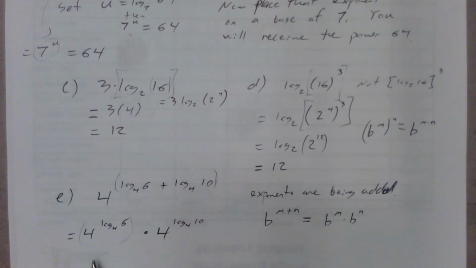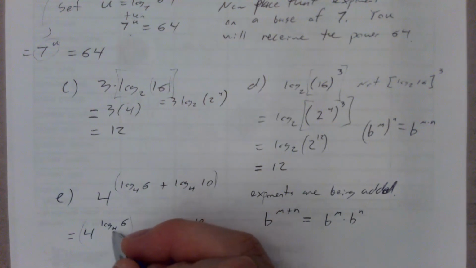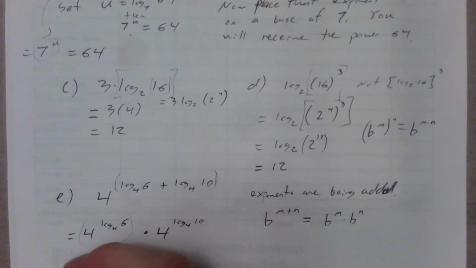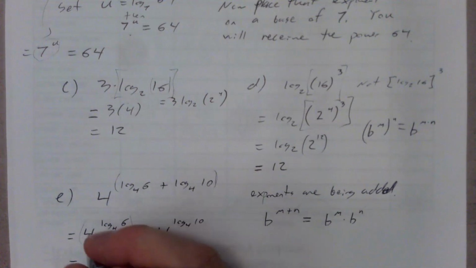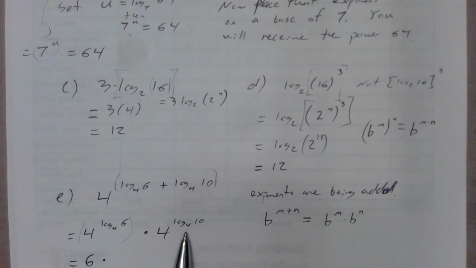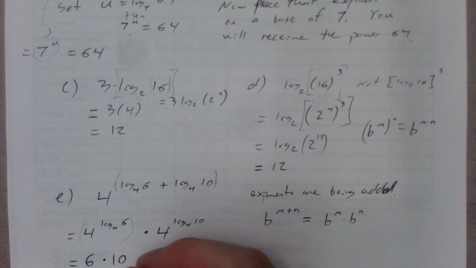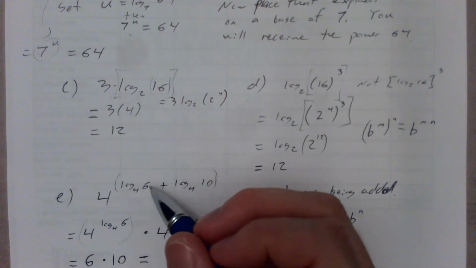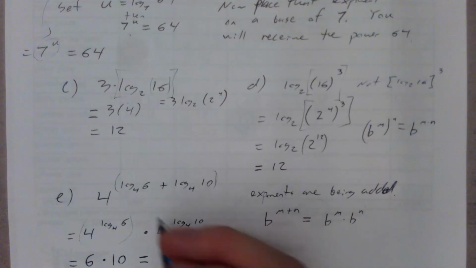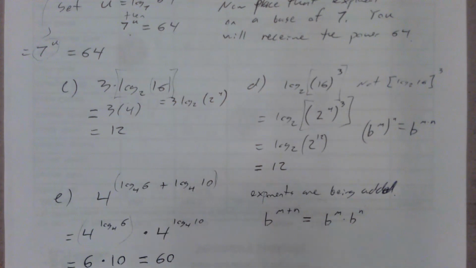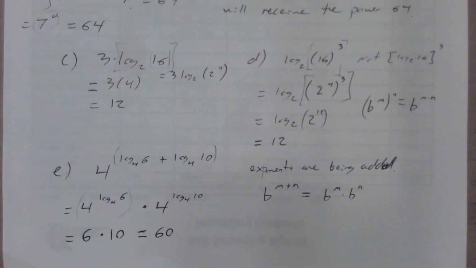Probably because I know what 4 to the exponent log base 4 of 6 is. And I know what 4 to the exponent log base 4 of 10 is. I don't know what exponent I put on 4 to get the power 6, but I know that when I put that exponent on a base of 4, I will receive the power 6. I don't know what exponent I place on a base of 4 to receive the power 10, but I know when I take that exponent and place it on a base of 4, I will receive the power 10. I have no idea what 4 to the exponent log base 4 of 6 plus log base 4 of 10 is, except I do. I guess it's 60. Not really guessing. I have determined that it is 60.